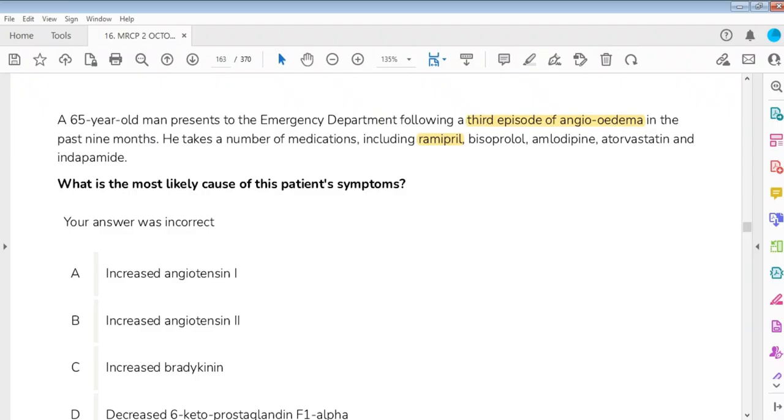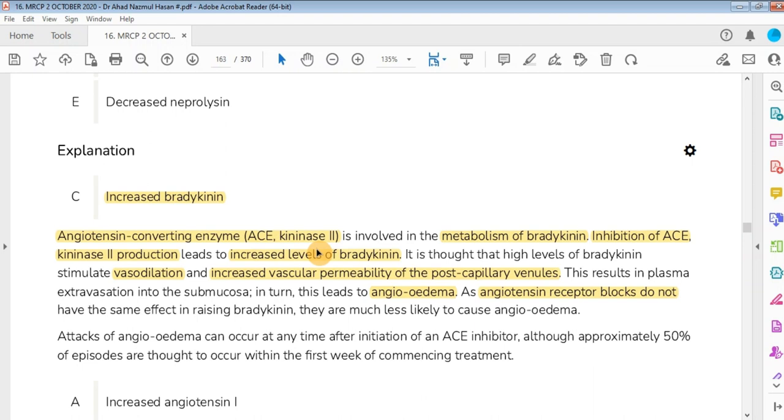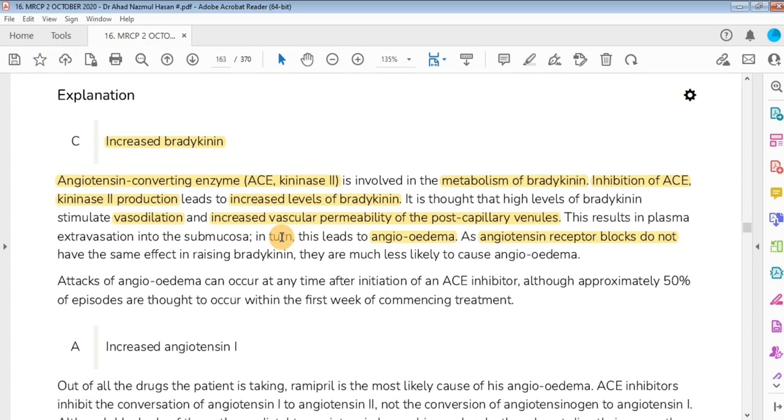Angiotensin converting enzyme, the kininase 2, is involved in the metabolism of bradykinin. Inhibition of kininase 2 production leads to an increased level of bradykinin. It is thought that a high level of bradykinin stimulates vasodilation and increased vascular permeability of post-capillary venules. This results in plasma extravasation into the submucosa and thus leads to the angioedema. And angiotensin receptor blockers do not have the same effect because they act on the next step.